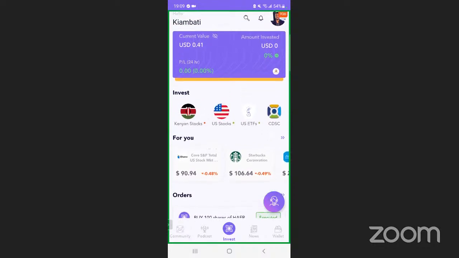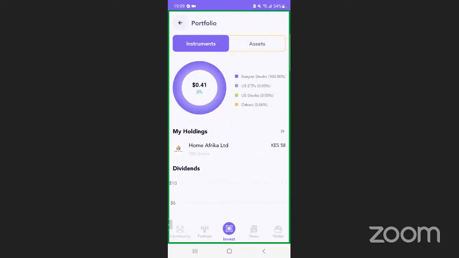But before that, let's look at the blue button at the top. The blue button at the top shows you your portfolio, what you have. This is where you'll see your instruments. So you'll see the Kenyan stocks that you own, the US ETFs that you own, the US stocks that you own, and other assets that you own.